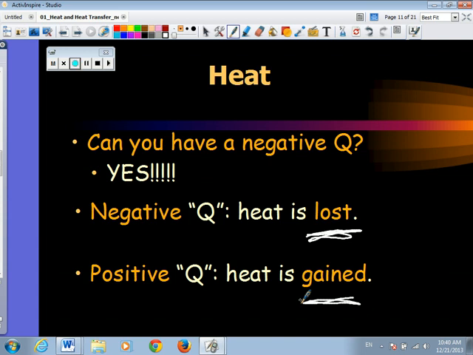But what we're talking about, this heat energy, we'll get into the calculations in a little bit, okay? Negative Q, you lost heat. Positive Q, heat's gained. What do you think's going to happen? What happens when you put ice in hot tea? Eventually, everything comes to the same temperature. Okay, but we're going to get into that in a minute.